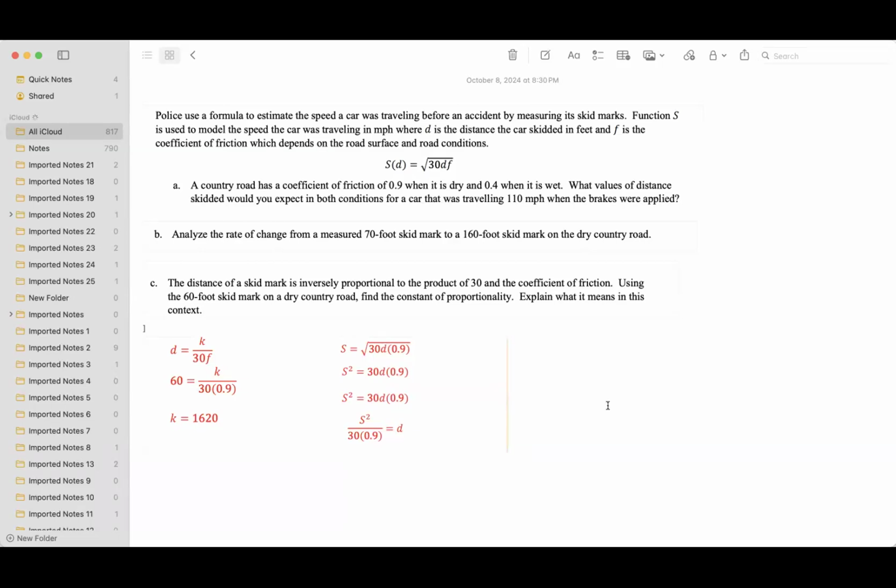So K, the constant of proportionality, is 1620. Explain what it means in this context. So this K will be equal to 1620. So the rate at which K increases and D decreases would be 1620. Meaning one increases, the other one decreases. The factor by which they increase and decrease is 1620.